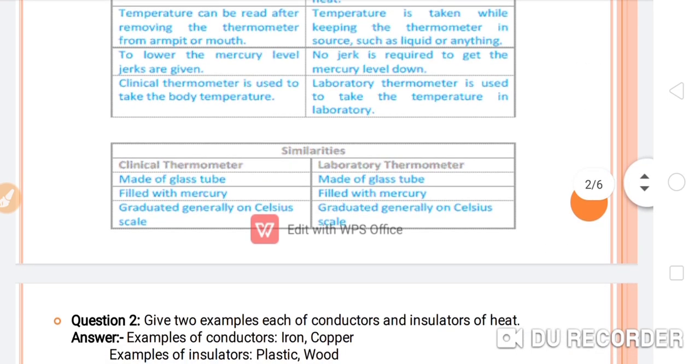Now next, similarities. Let's see what the similarities are in both of them. First similarity, the clinical thermometer is made of a glass tube, and the laboratory thermometer is also made of a glass tube. Second, it is filled with mercury, and the laboratory thermometer is also filled with mercury. Third, it is graduated generally on the Celsius scale, and the laboratory thermometer is also graduated generally on the Celsius scale. So students, we have discussed the differences and similarities between the clinical thermometer and the laboratory thermometer.